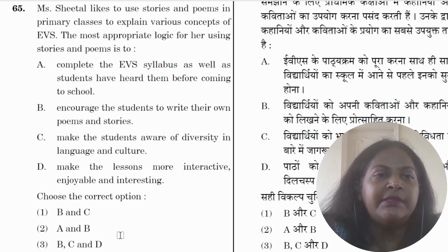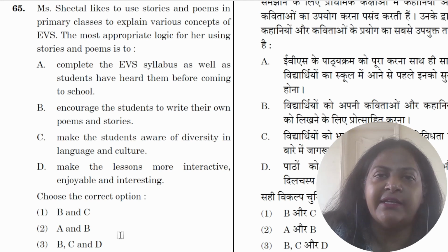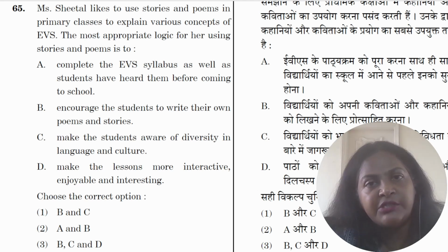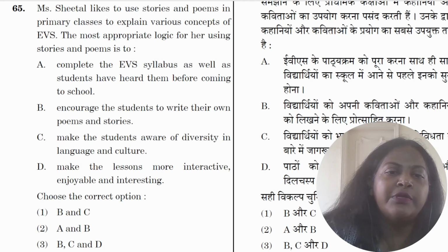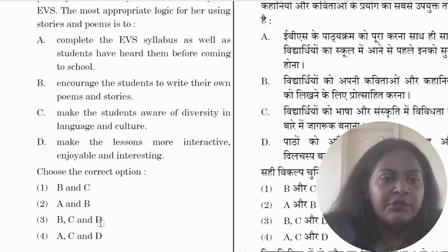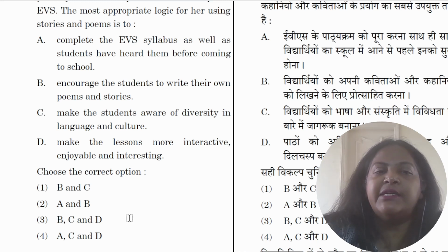So A is complete the EVS syllabus. So this will be wrong. You don't have to read further because completing the syllabus is not going to be a reason for using any strategy. B, encourage the students to write their own poems and stories, maybe make the students aware of the diversity in language and culture. That's a good point. Make the lessons more interactive, enjoyable, and interesting, definitely. So, if we look at the options, we need an option in which D definitely is included. So, it is B, C, and D because A, C, and D it cannot be. D definitely has to be included and A definitely has to be excluded. So that leaves us with B, C, and D.